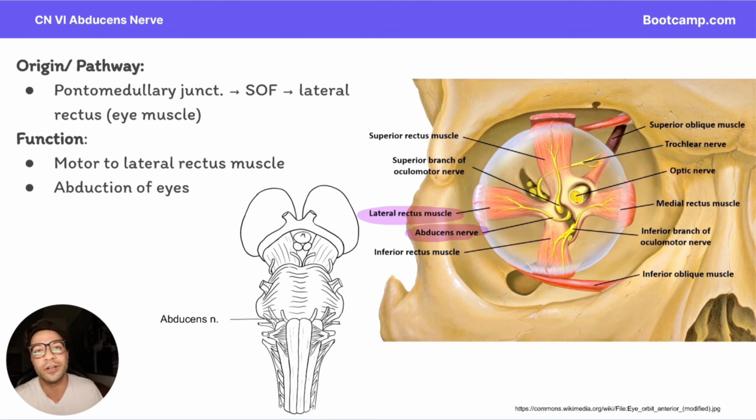So the trochlear nerve and the abducens nerve are the same in a sense in that they only innervate one extraocular eye muscle. What the lateral rectus does is it allows us to abduct or look away. So look towards the lateral direction with our eyeballs.